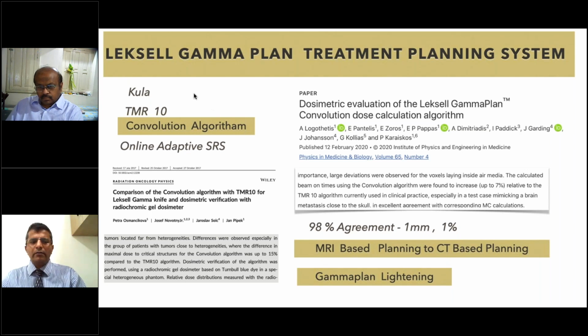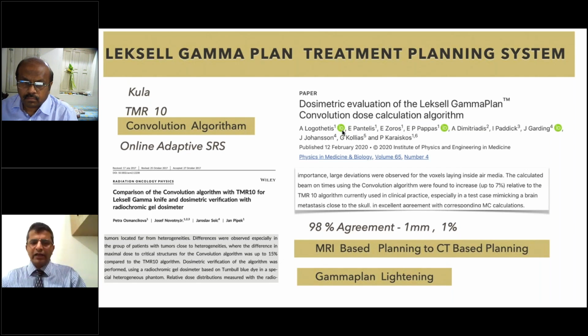Convolution and the new systems, the convolution-based algorithms. The new Gamma Knife versions are using either the TMR10 or convolution algorithms. These treatment units also have an option to perform online adaptive SRS.